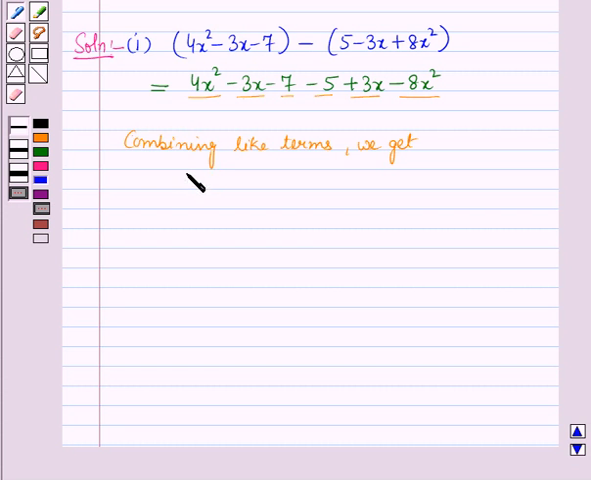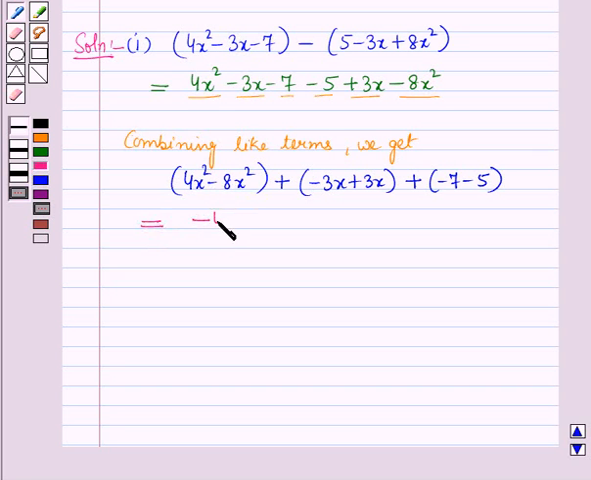So here we get (4x² - 8x²) plus (-3x + 3x) plus (-7 - 5). Now this is equal to: 4x² - 8x² is -4x², plus -3x + 3x is 0, plus -7 - 5 is -12.